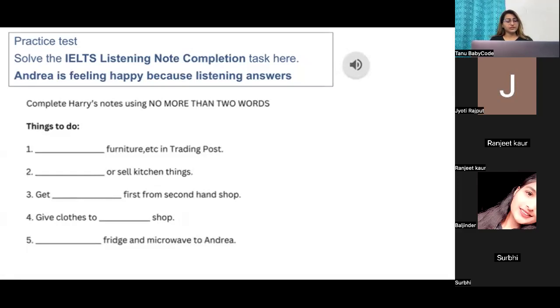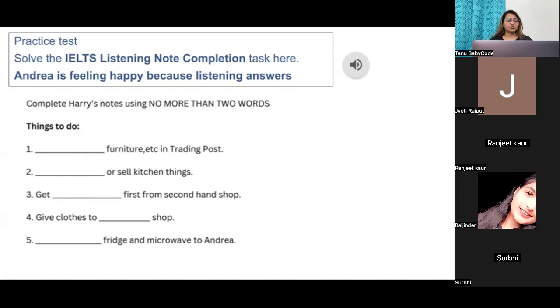Now you have all your answers. Yes, ma'am. So what was the answer to number 1? What did he say he is going to do about the furniture? The fridge and microwave will be included. Yes, but what will he do? Donate kitchen things. Are you sure? He said he will advertise, and donate and sell the kitchen things.